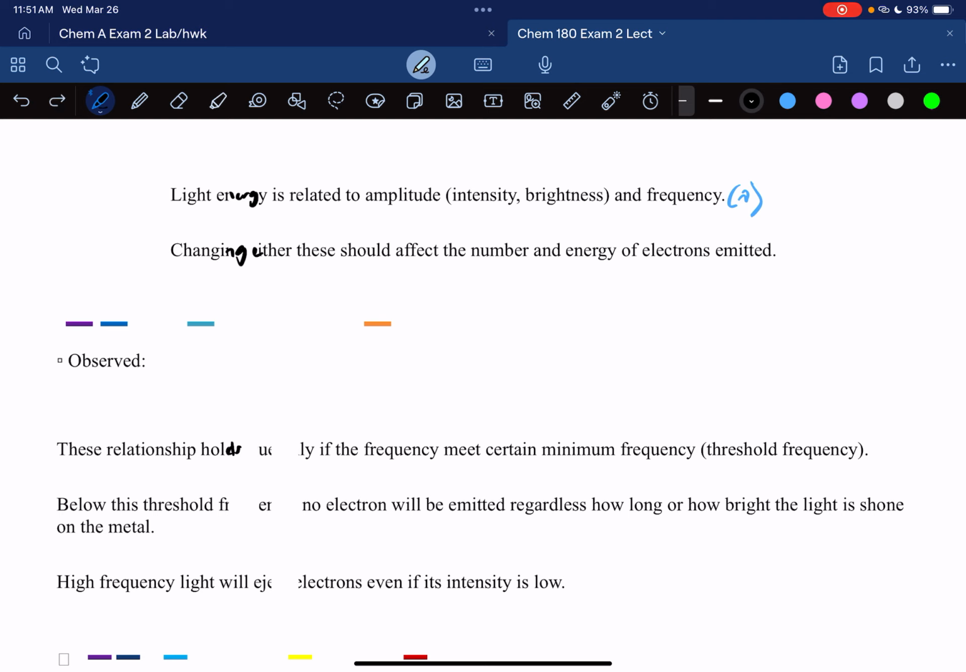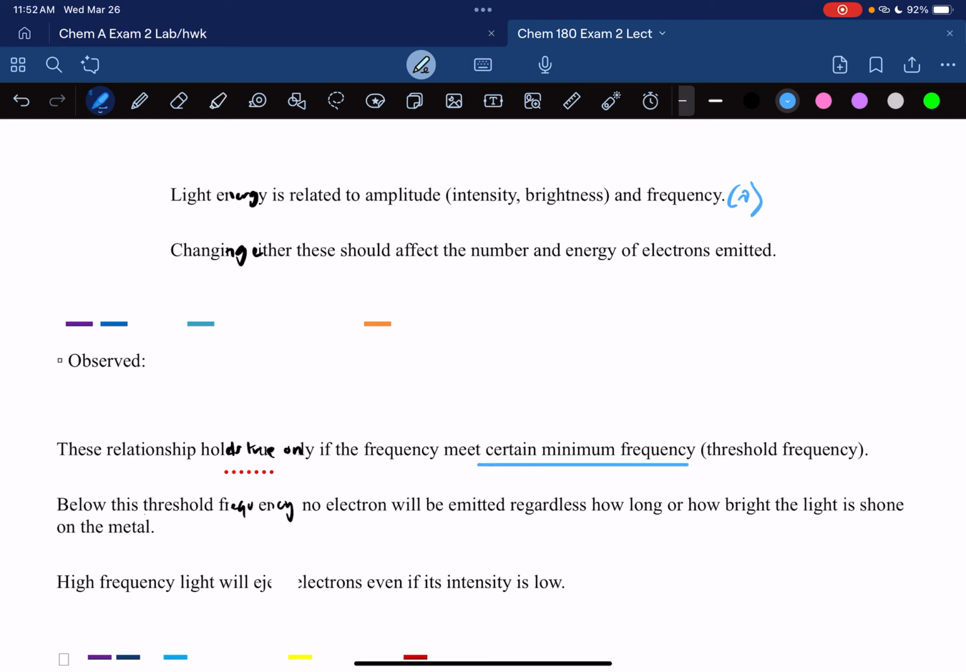Does it increase the amount of electrons emitted then? Yeah, if you increase the amplitude, once you meet that minimum, the brightness will increase the number of electrons. Okay? Below this threshold, we call that threshold frequency, no electron will be emitted regardless of how long or how bright it is.